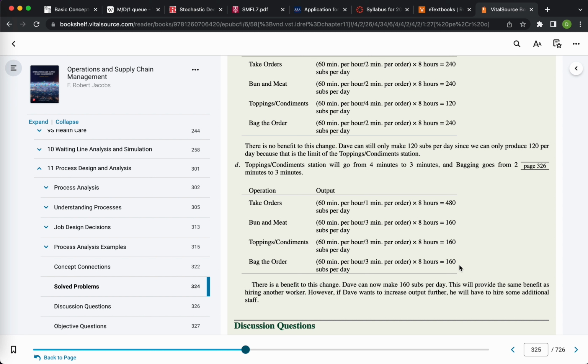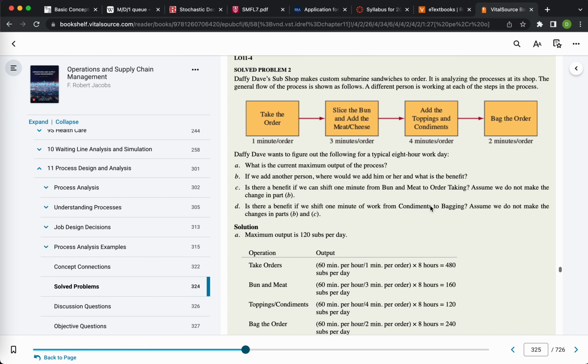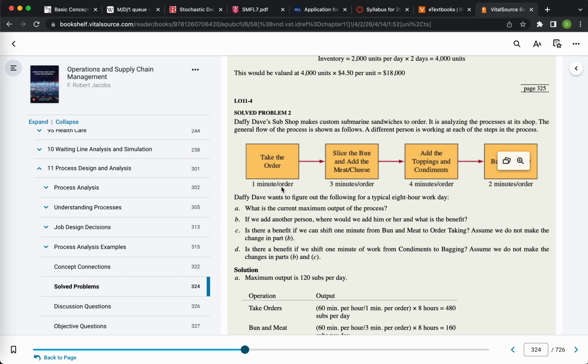So at this point, if you want to increase the capacity of the process, all you have to do is add extra people in each of these. If you add one extra worker here, it'll become 320, 320, 320, which is a huge increase, right? And if you add 6 more people, you can make it 480, in which case the whole process will be balanced. So that's a simple example of a process.